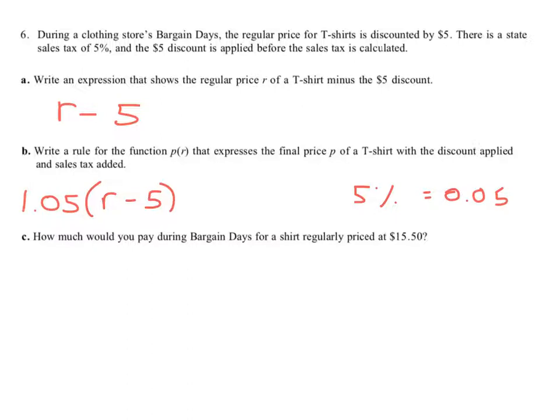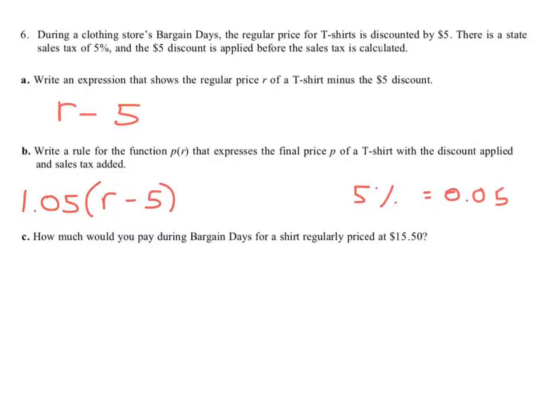So if I multiply by 1.05, this 1 right here, and this is an important bit, this 1 right here says 1 times the price minus $5 will tell us the price of the shirt. This 0.05 will calculate the tax. So together it calculates the price of the $5 discounted shirt and the sales tax on the $5 discounted shirt. The price plus the tax together equals the total amount.